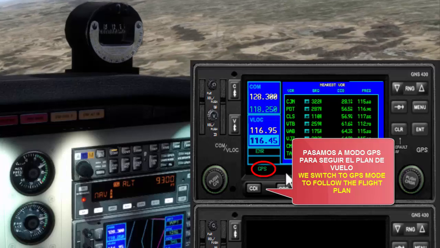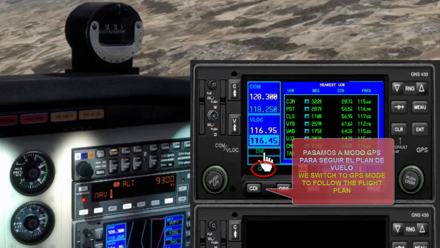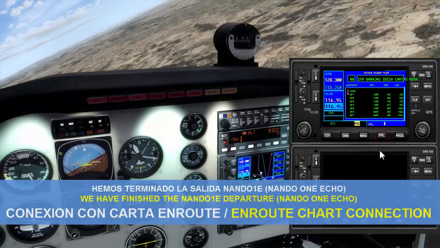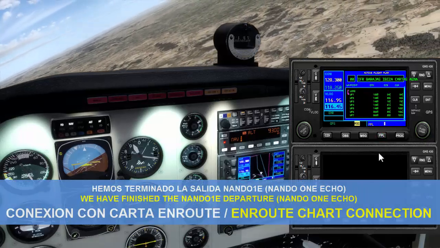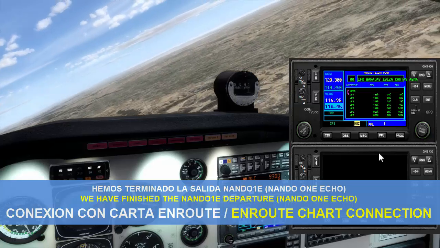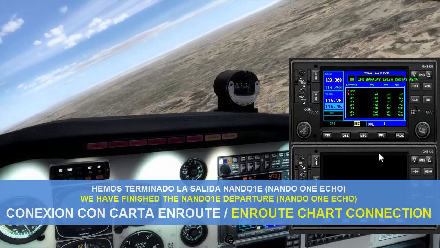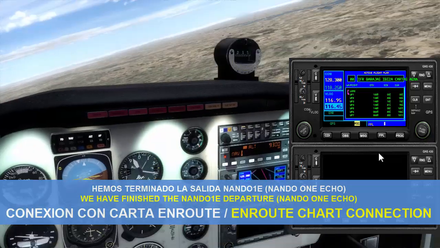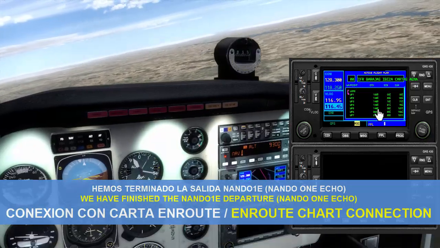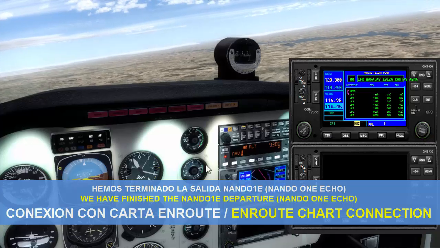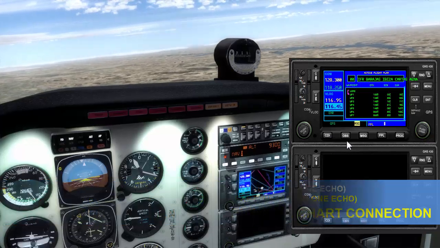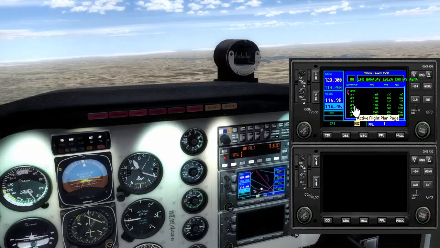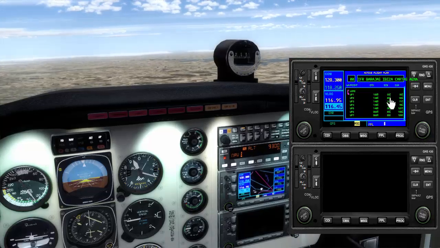to GPS mode. So we will change our course deviation indicator to follow the enroute, okay, our enroute chart. And I'm sorry, but I have to stop the flight. I want to talk with you about combustion analysis, about engines, about fuel, about air, because if not, this flight won't be safe. And because safety is our priority, I have to have a conversation with you about engines, okay?